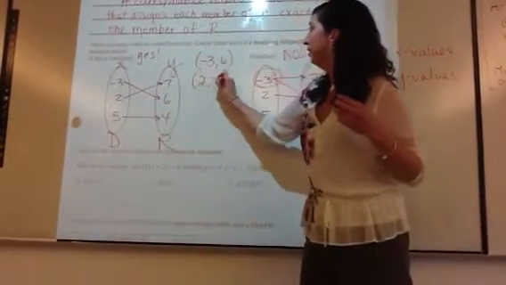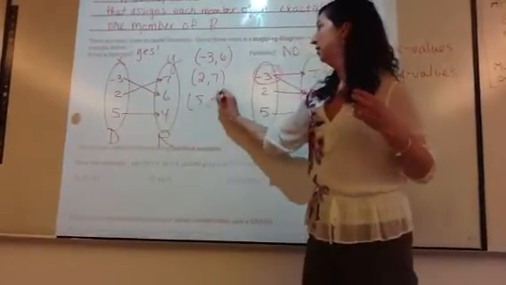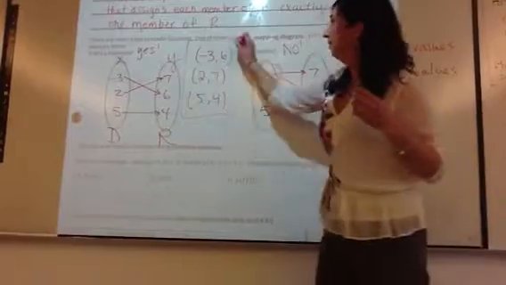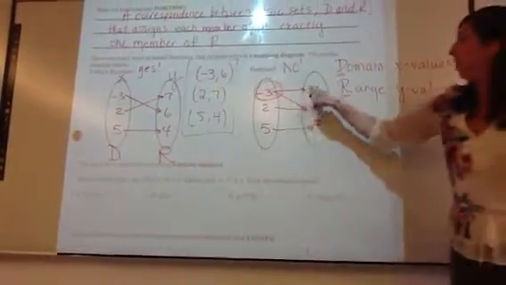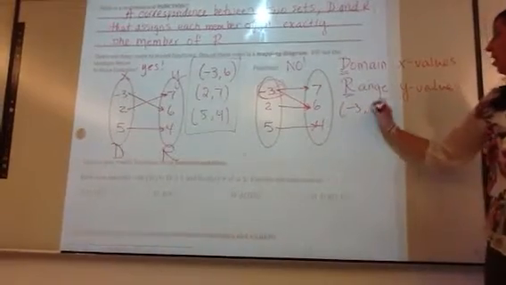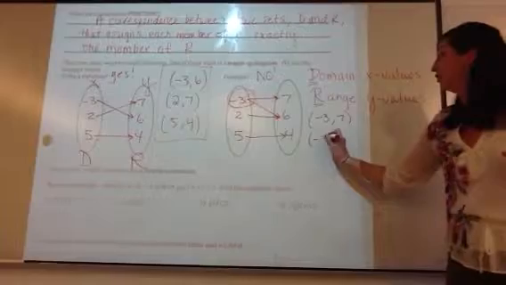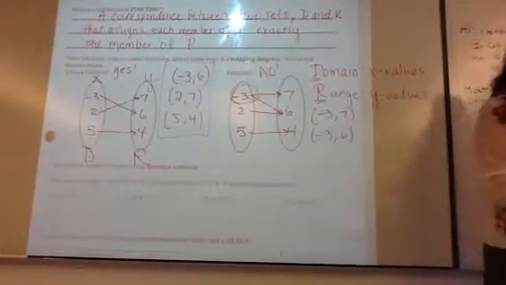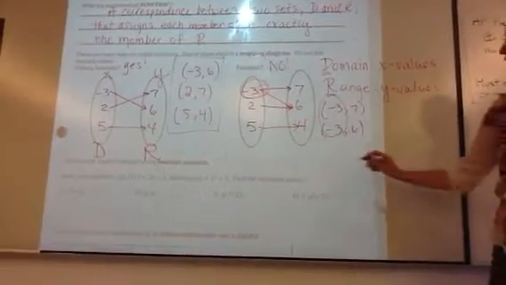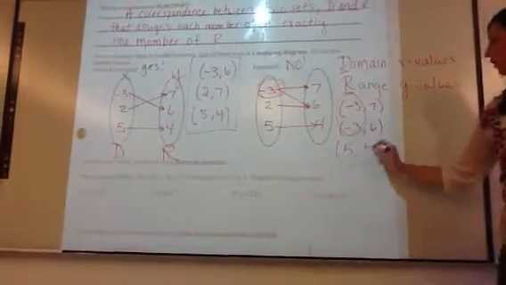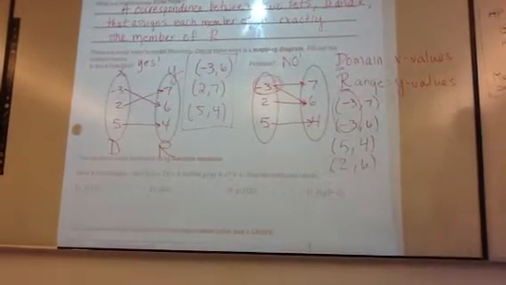2, 7. 5, 4. Okay, these values would be a part of your function. This one does not represent a function because negative 3 shared 7, but it also had 6. So this repeated x also tells you that it's not a function. You had 5, 4, and 2, 6, but right here, repeated x, not a function.